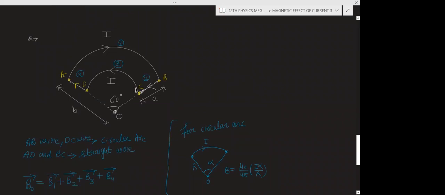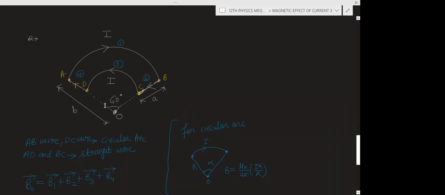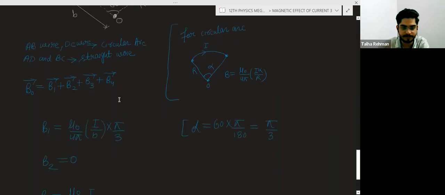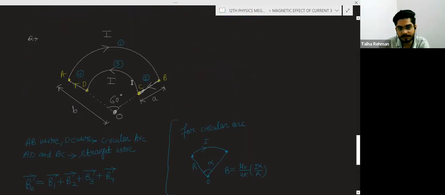Hamza? It will be minus A. No. Radius means this OD you have to calculate. Can you calculate this OD? Just listen, 1 minute. OD is the radius of this wire number 3.